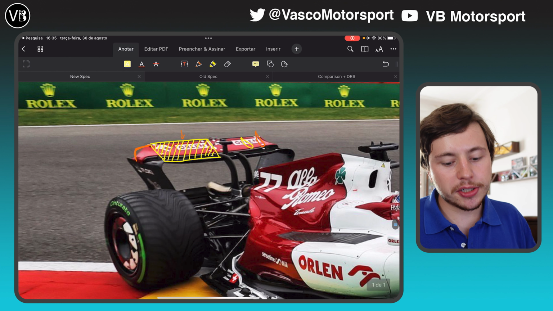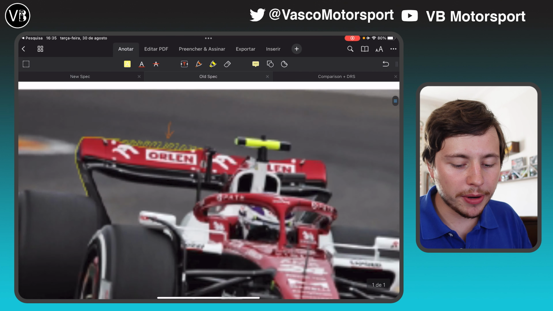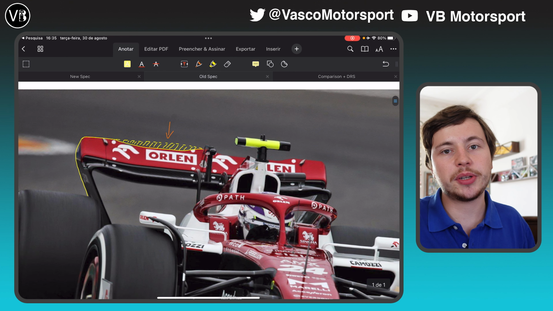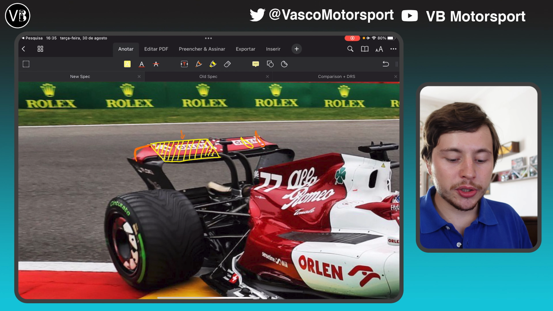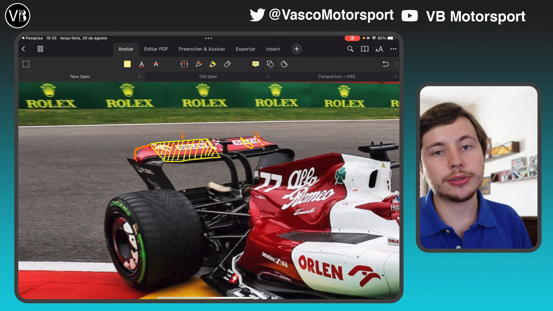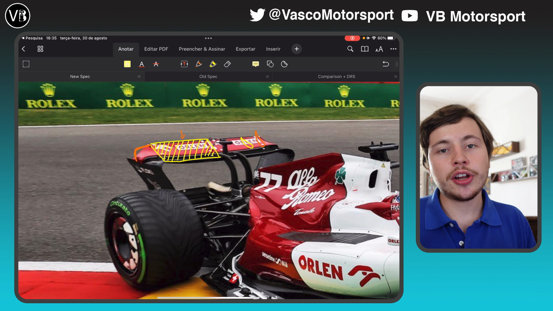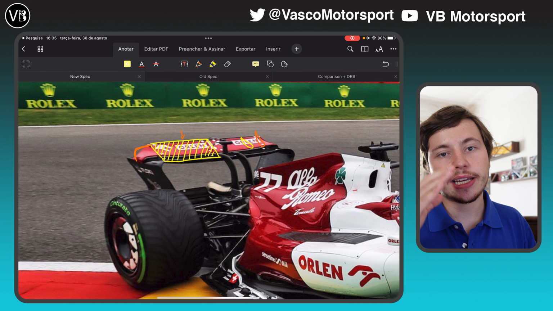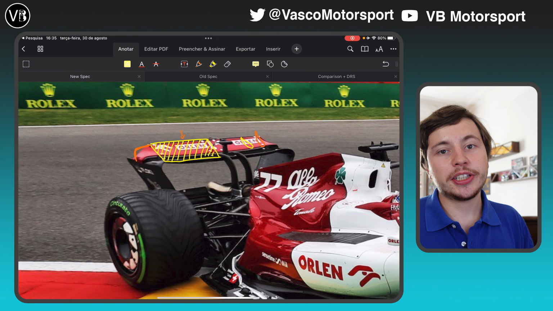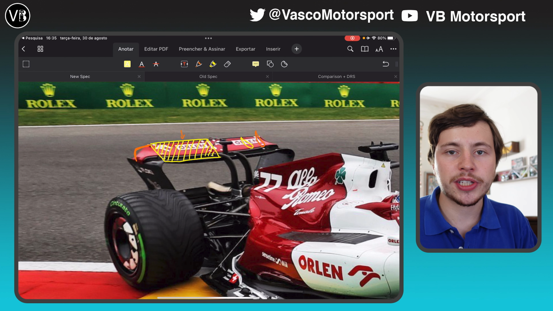But what are the advantages of a design such as this one when compared to the old design where they just cut a piece of the wing out? Well, first and foremost, you're able to achieve a much better drag to downforce ratio because you're not taking an existing wing and just cutting out a piece. You're designing a wing to be as efficient as possible from the ground up.